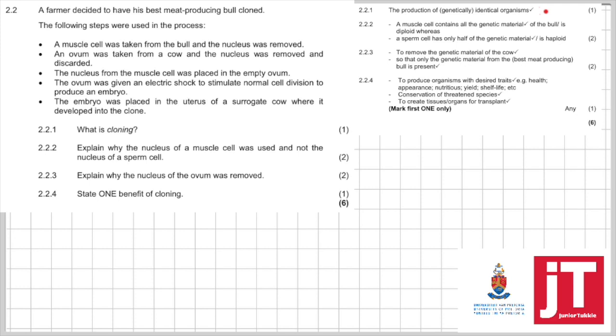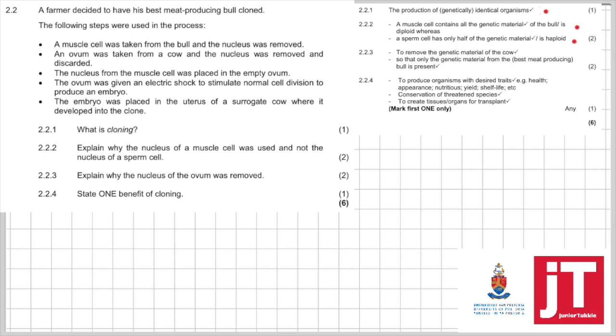2.2.2. Why was the nucleus of a muscle cell used and not the nucleus of a sperm cell? Well, that's easy. It's the muscle cell that contains the genetic material, and it's diploid. And the sperm cell only has half of the genetic material, right? Or is haploid. Okay.